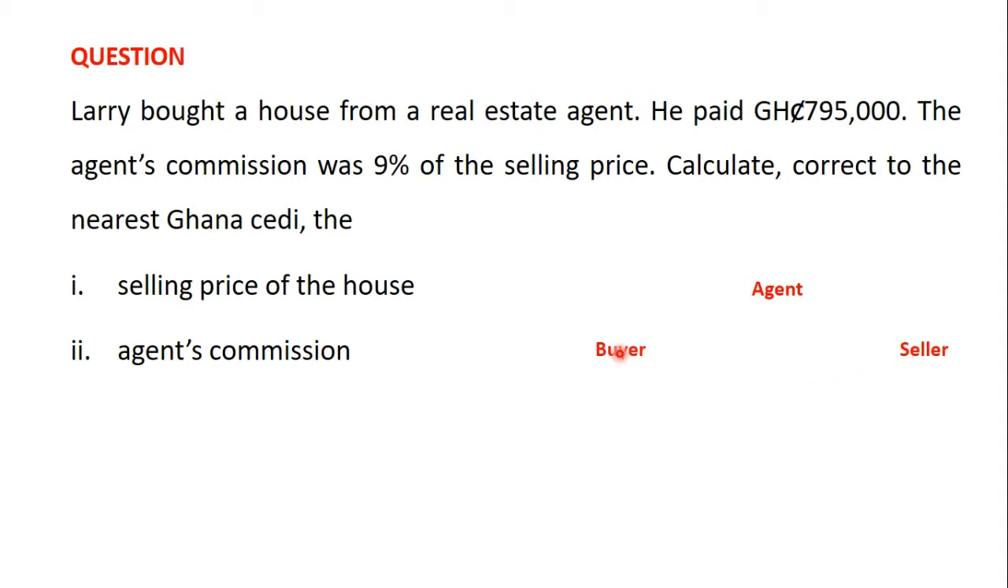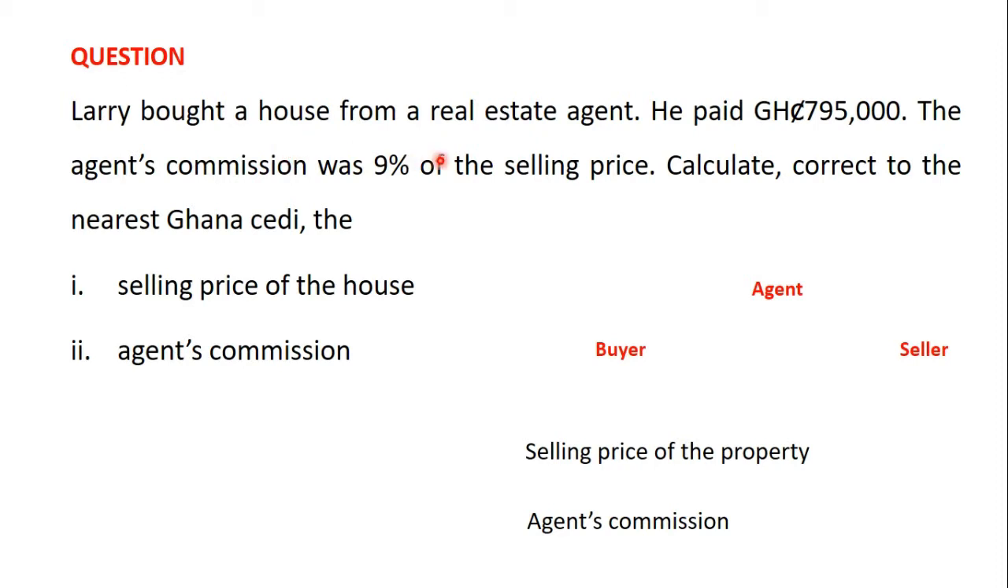So in effect, the one buying the property or the buyer will be paying for two things. The first thing is the buyer will pay for the selling price of the property. That will go to the seller. Then the buyer will also pay the agent's fee or the agent's commission. That will go to the agent. That is exactly what is happening here.